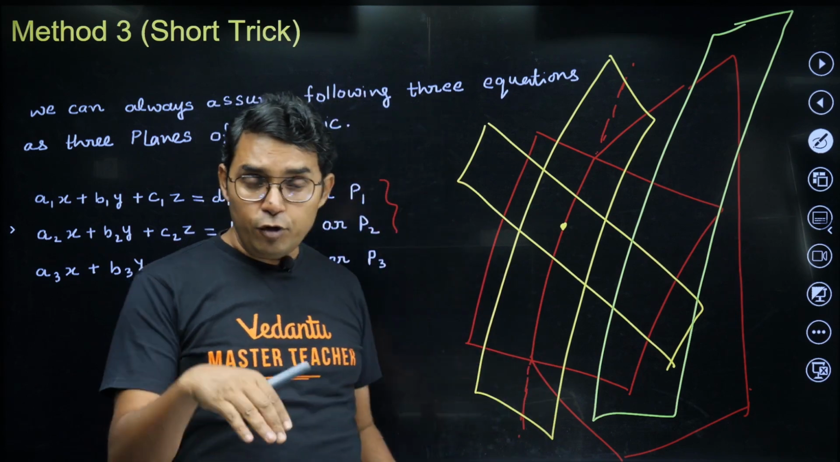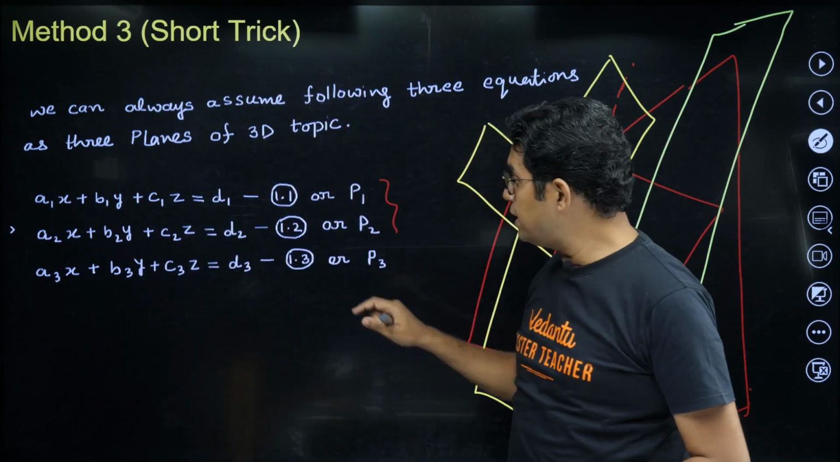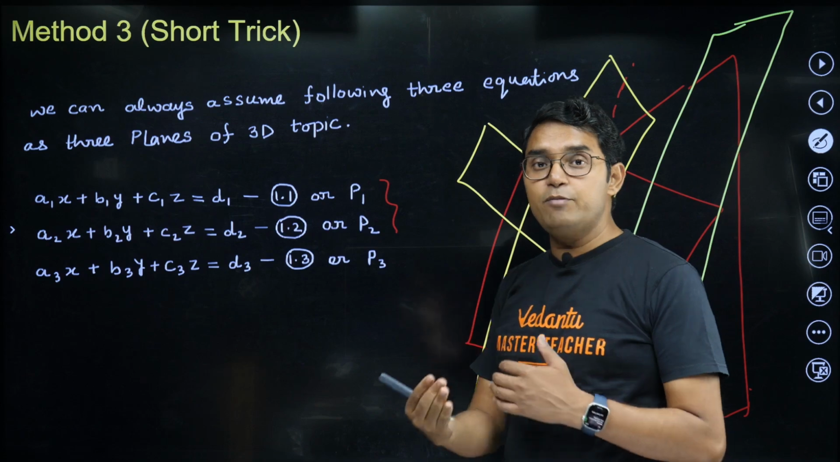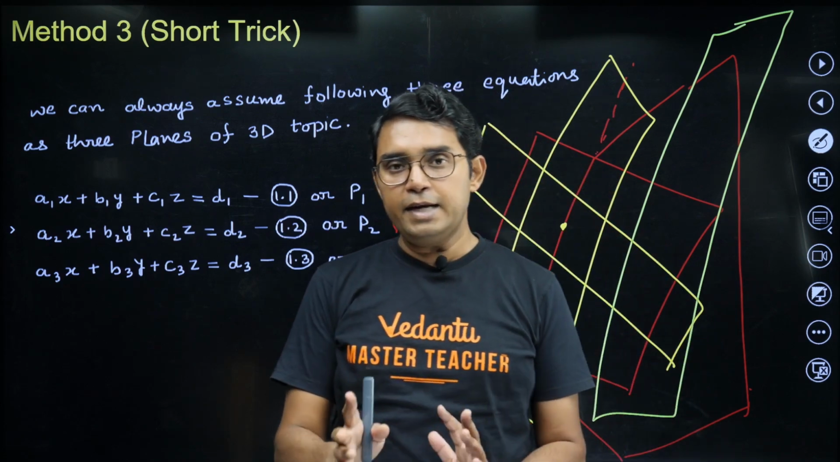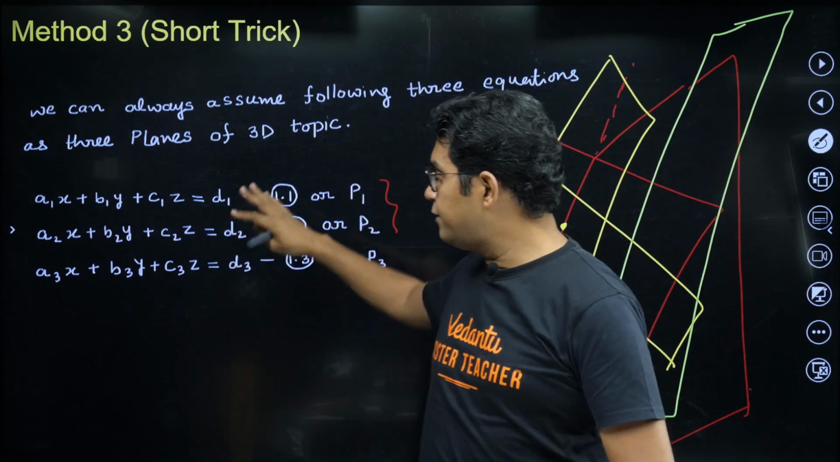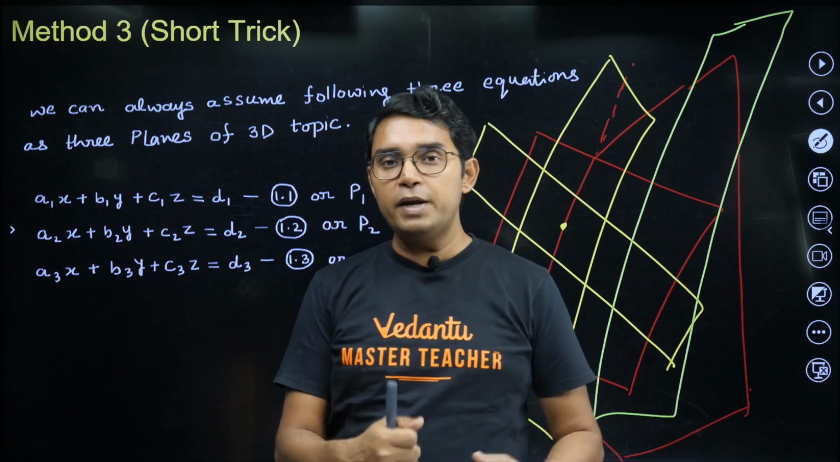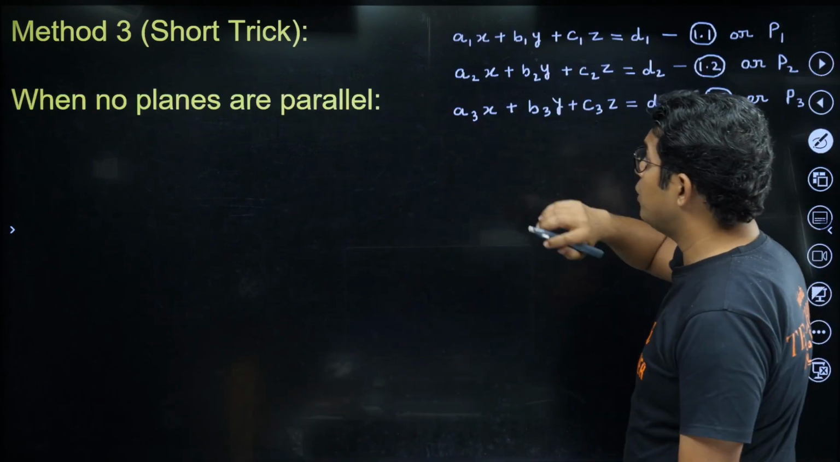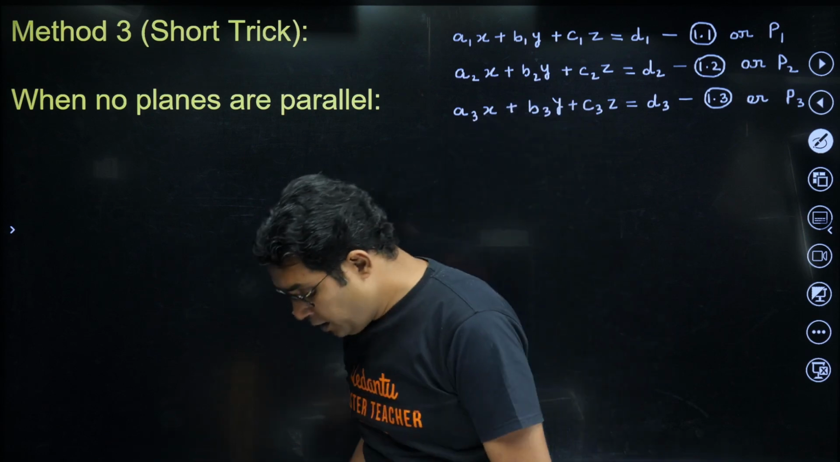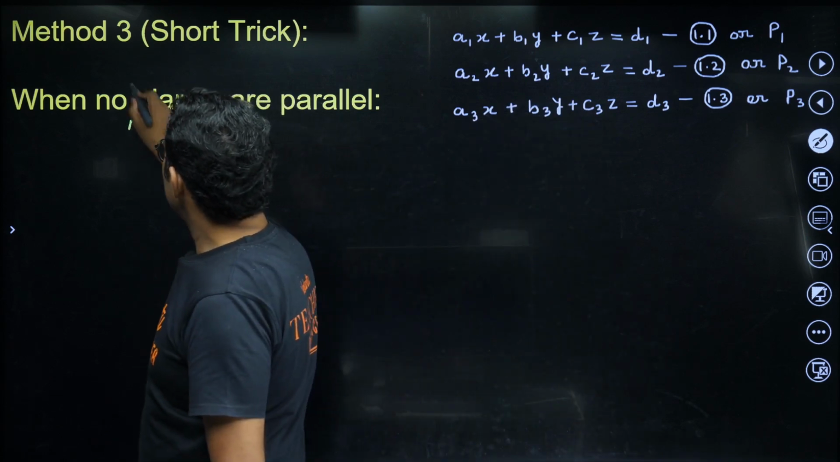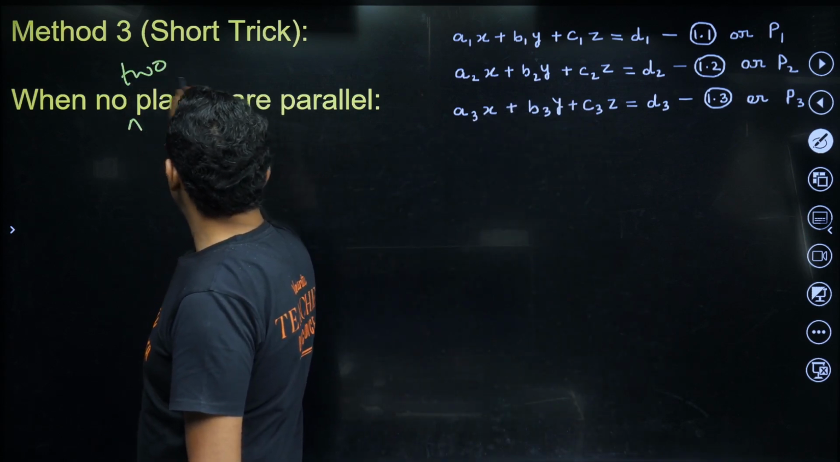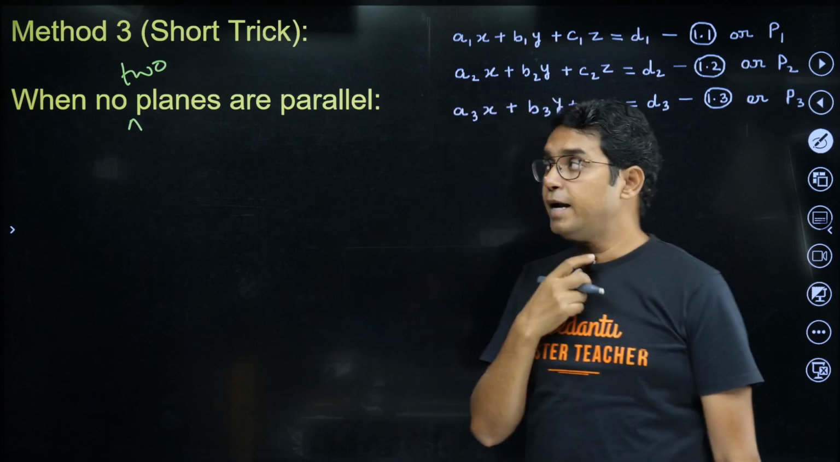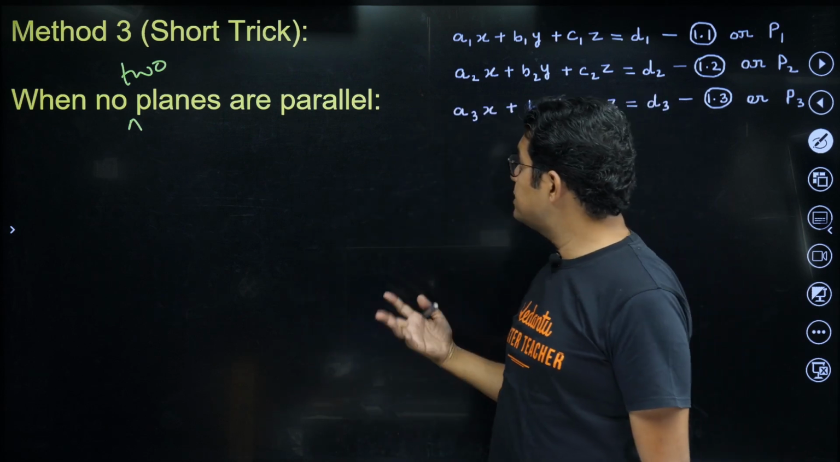There are a few more cases which I will talk about later, when these planes themselves become parallel or identical. That I will keep separately. Otherwise, this discussion will become a bit complicated. So here we will talk about the short trick when no two planes are parallel. I will talk about that case first.